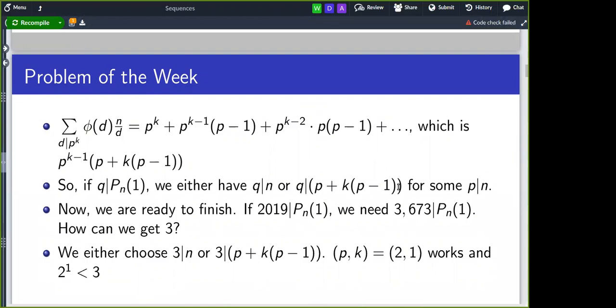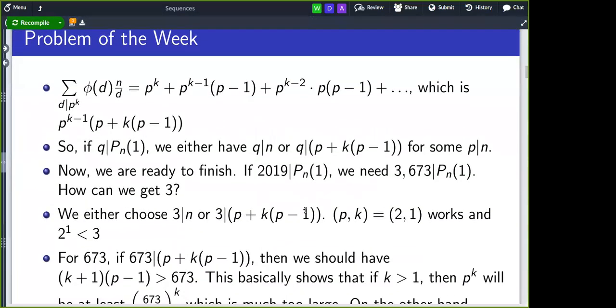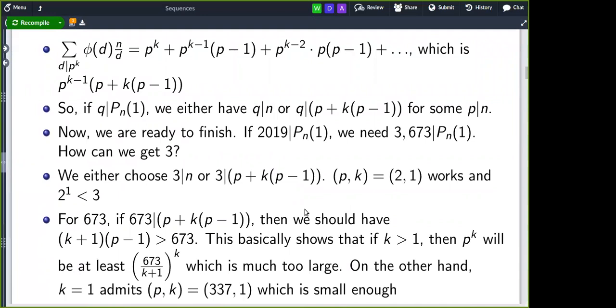So now let's deal with 673. So we either have 673 divides n or 673 divides p plus k times p minus 1 for some pk pair. Now these are just details, but basically if we have k greater than 1, then p to the k is going to be very, very big. So that will produce a very large n, which isn't good. So in other words, we should probably have k equals 1.